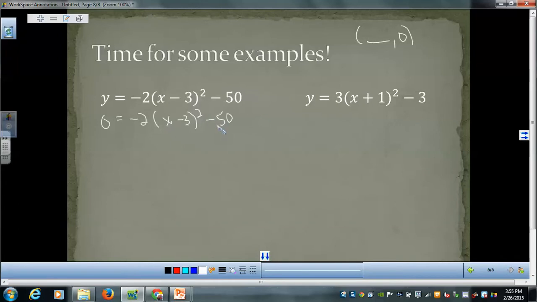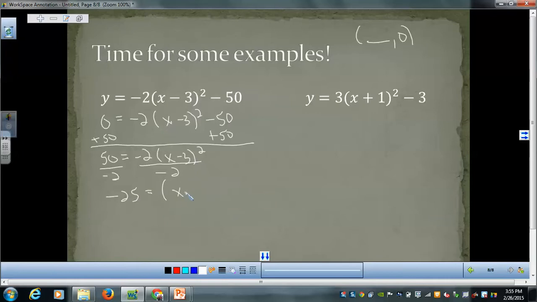So the first thing I'm going to do is try to take care of my extra constant, whether that's before or after the parentheses. So I'm going to add 50 in this case to both sides. So I have 50 equals negative 2 times x minus 3 squared. Then I'm going to take care of the constant in front of our parentheses. So I'm going to divide by negative 2 here, and I get negative 25.